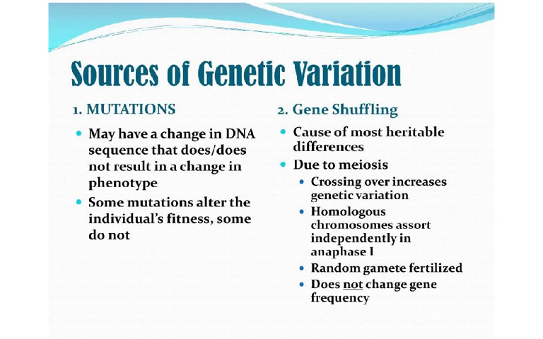Sources of genetic variation: mutations, a change in the DNA sequence that does or does not result in a change in the phenotype. Some mutations alter the individual's fitness, some do not. Then gene shuffling, the cause of most heritable differences due to meiosis. Crossing over increases genetic variation. We studied this in A levels, so let's leave it for A levels. Then random gamete fertilization: out of 50 million sperms, which one fertilizes the ovum is just random chance, and it does not change the gene frequency.